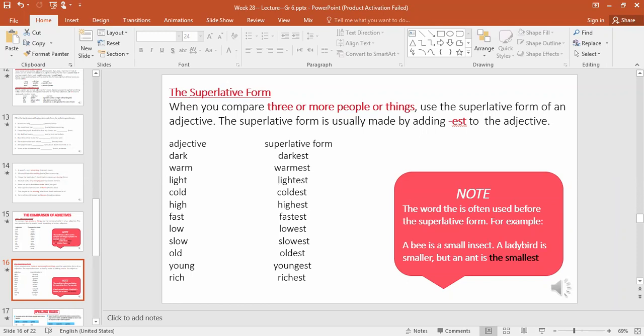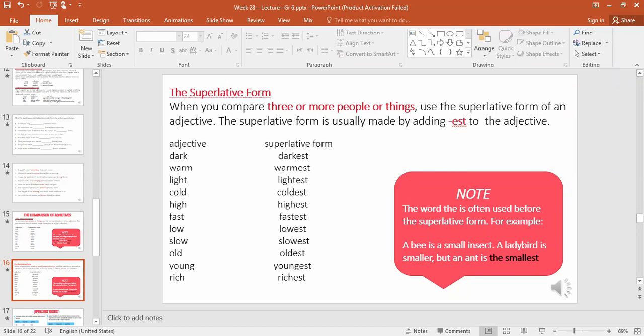Got it? Clear? Okay, great. So the difference between the comparative form and the superlative form is that the comparative form is used to compare two people, two places, or two things. And the superlative form is used to compare three or more people, places, or things. The comparative form is formed by adding ER to the adjective, and the superlative form by adding EST.